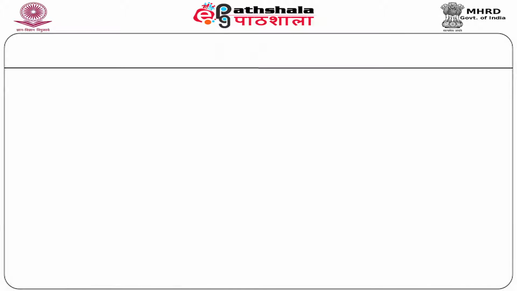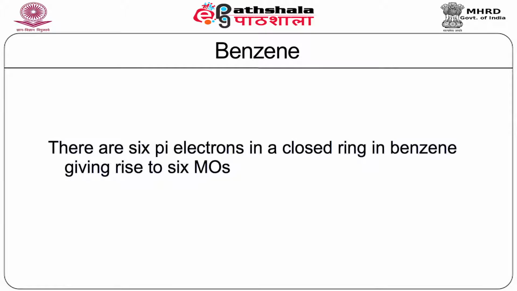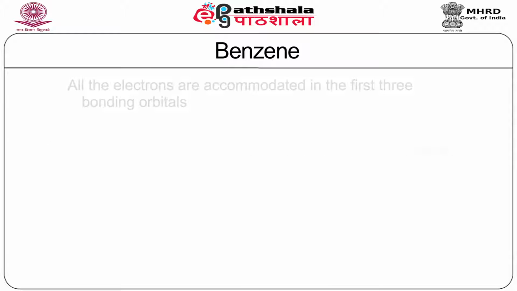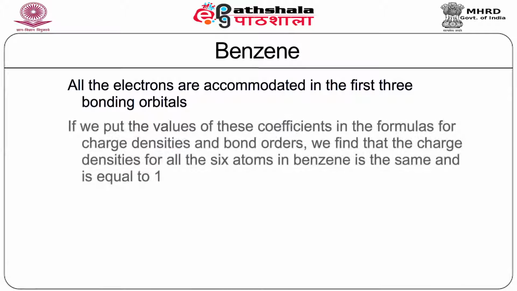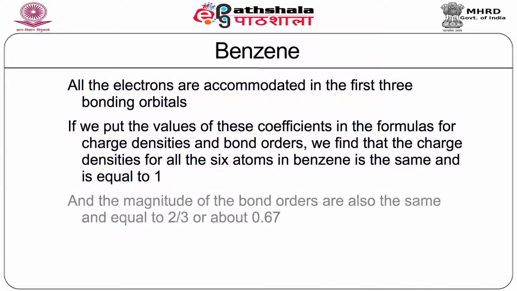So let us take the example of a bigger molecule such as benzene. There are 6 pi electrons in a closed ring in benzene, and according to the Hückel molecular orbital calculations that we have carried out in our previous module, all the electrons are accommodated in 3 bonding orbitals. Now, if we put the values of these coefficients in the formulas for charge densities and bond orders, we find that the charge densities for all the 6 atoms in benzene are the same. And the magnitudes of the bond orders are also the same and equal to 0.67.